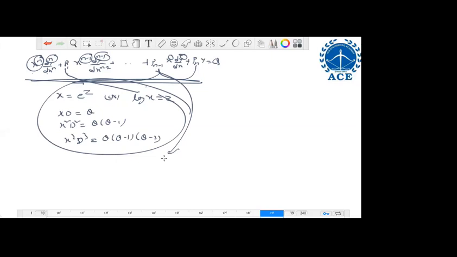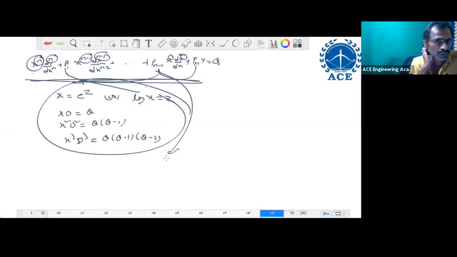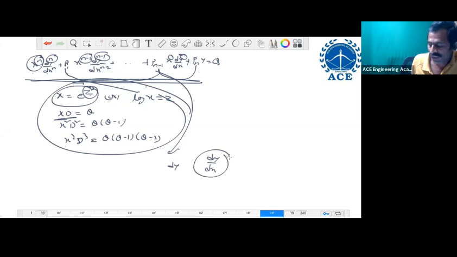So we can either put x = e^z or xD = theta, but they should be kept separate. This is a derivative only. Because it is a transformation, whenever we introduce a new variable z, we have to change dy/dx.